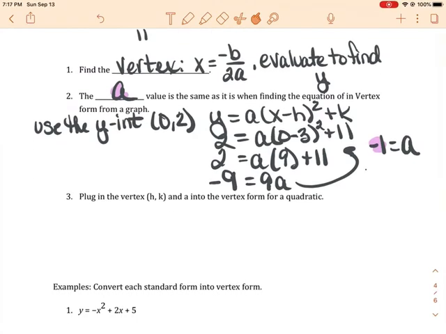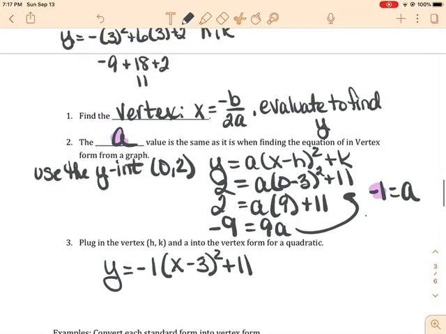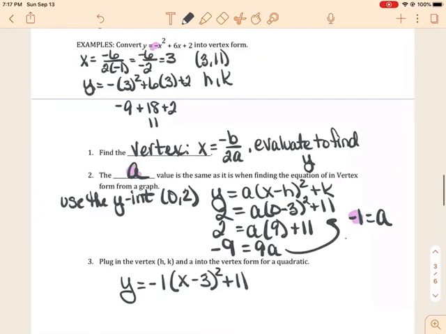So now I'm going to put A, H, and K into the equation, and we have our answer. And that is the equation of negative x squared plus 6x plus 2 in vertex form. So y equals negative 1 times quantity x minus 3 quantity squared plus 11.